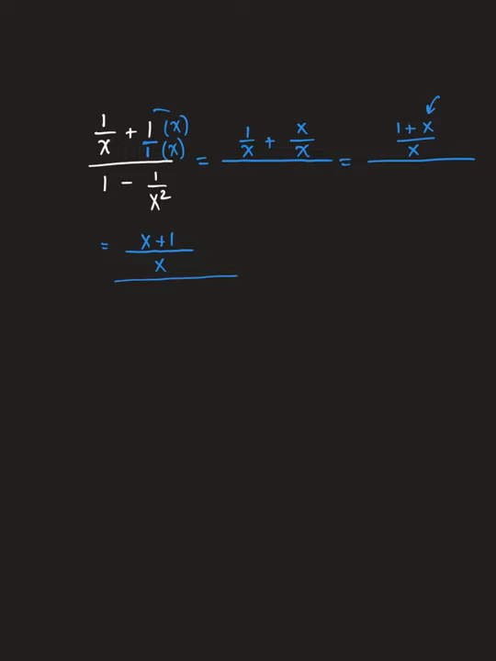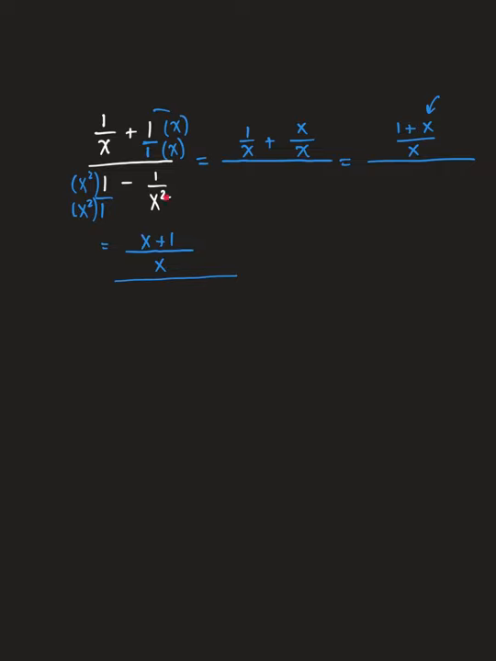Now I'll go back and consider the denominator of 1 minus 1 over x squared. Again, I'll rewrite as over 1. And then I consider what does this denominator have that this one needs. This has an x squared, this needs an x squared. And so I'll multiply by x squared over x squared.